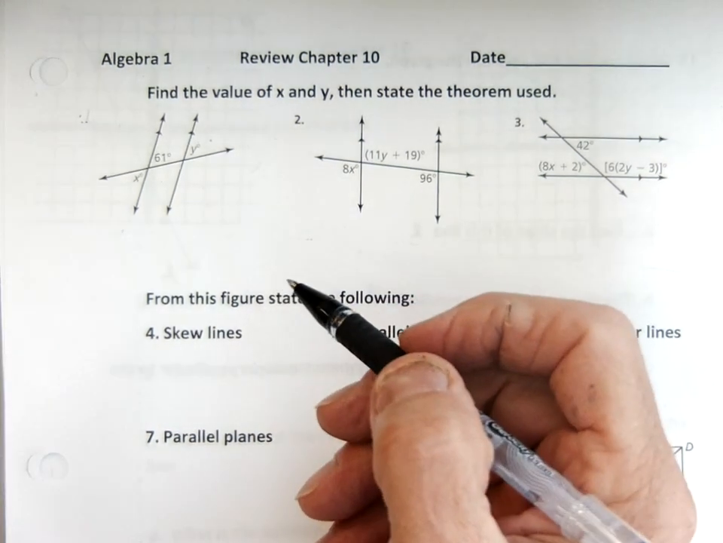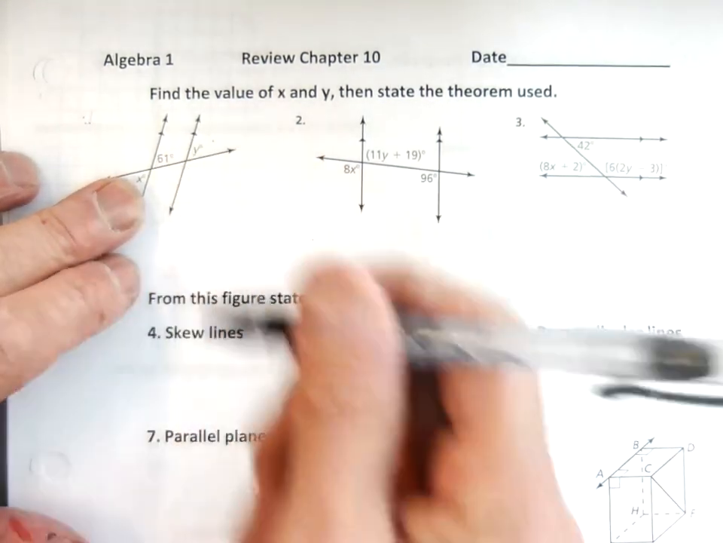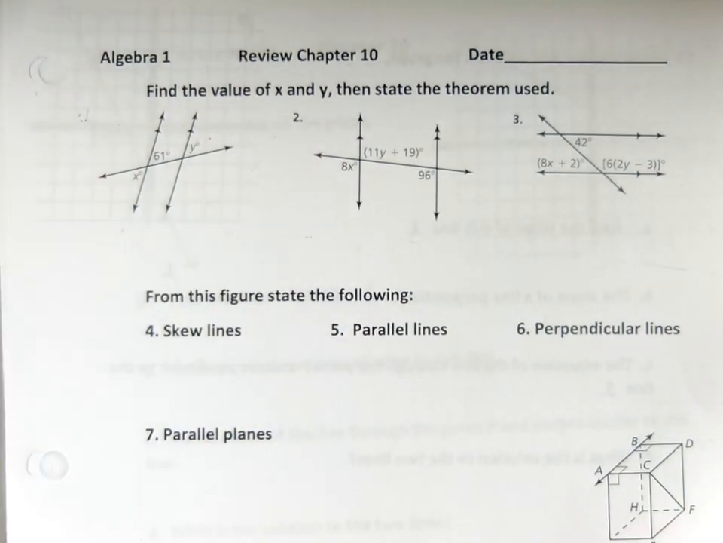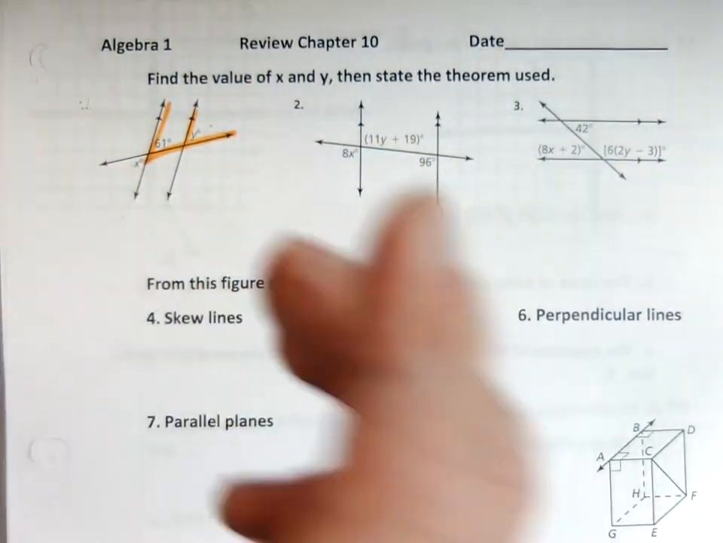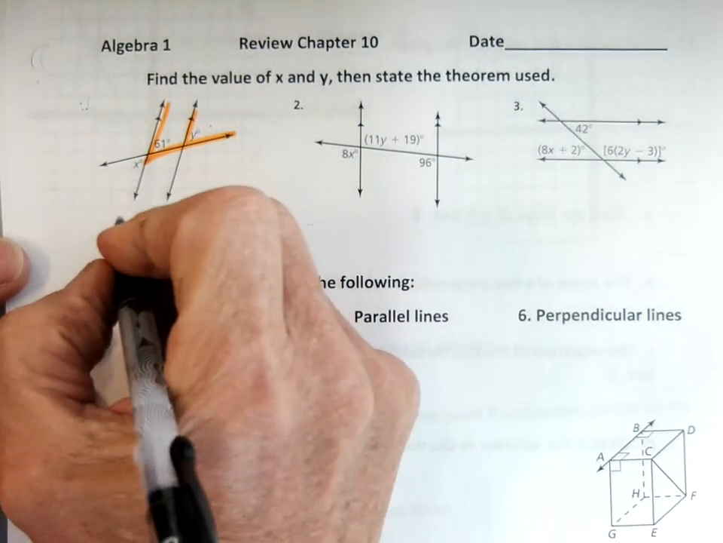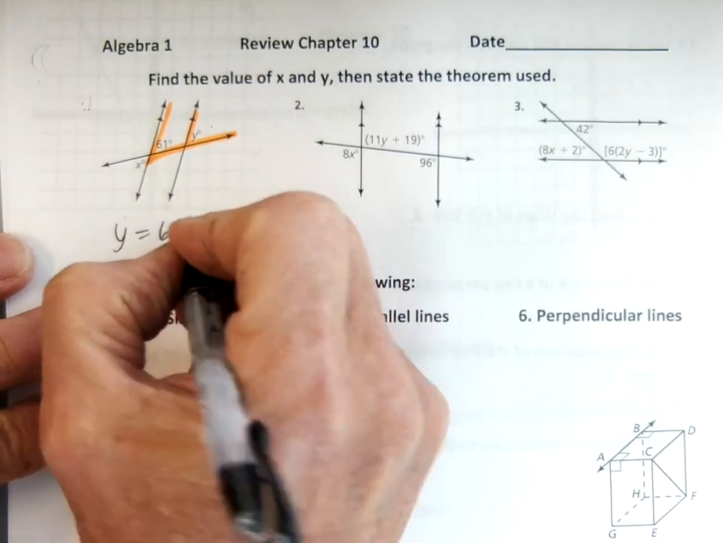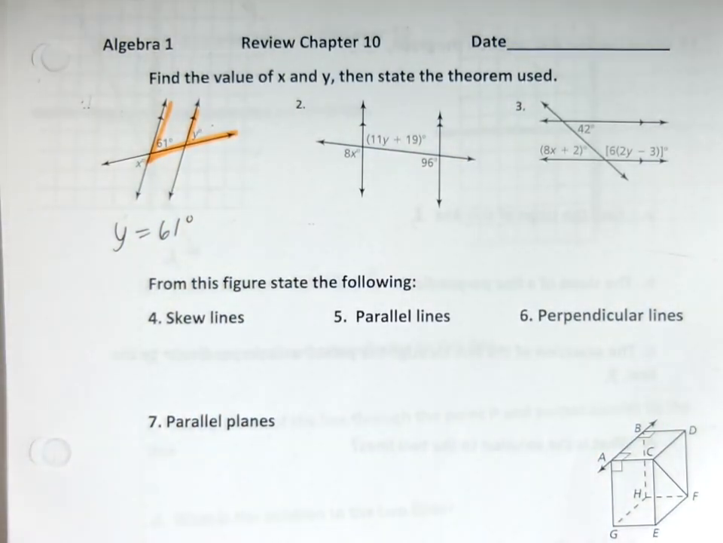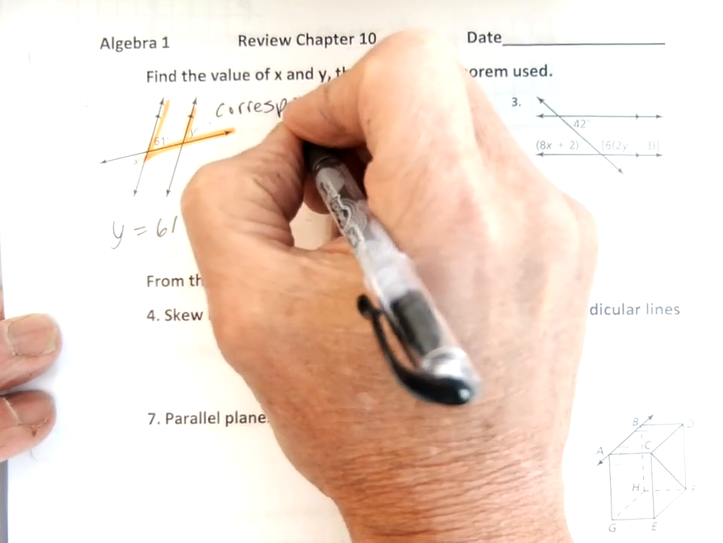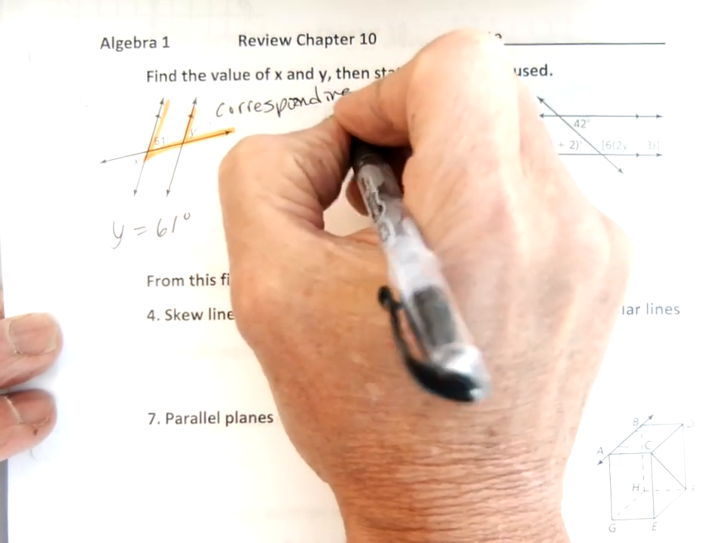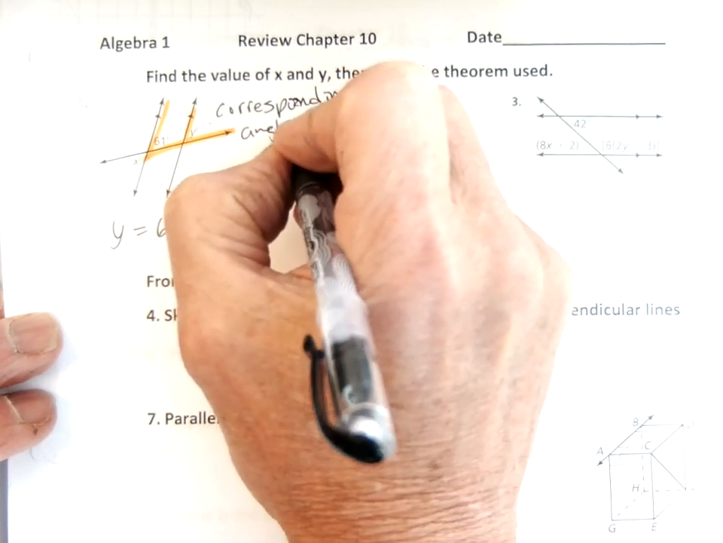Number one, first of all, these are corresponding angles because it makes the F. Do you guys see it? Makes the F. So to solve for y, corresponding angles are equal. Y is equal to 61 degrees. Easy peasy. Corresponding angles.